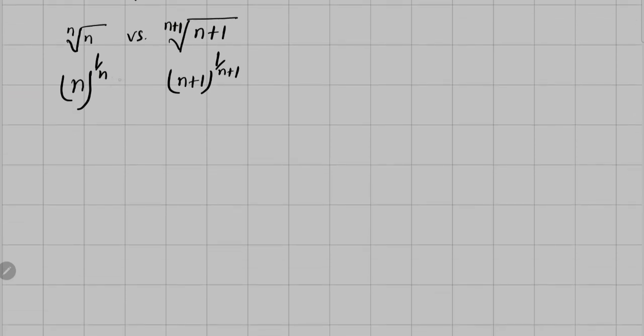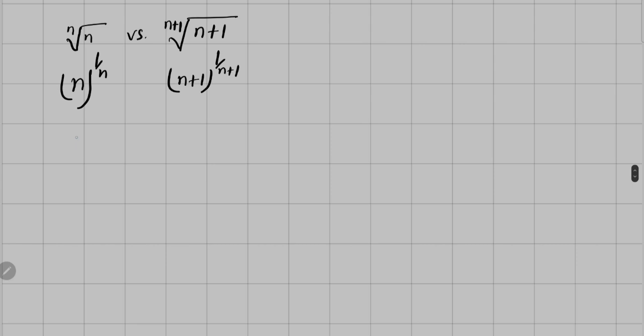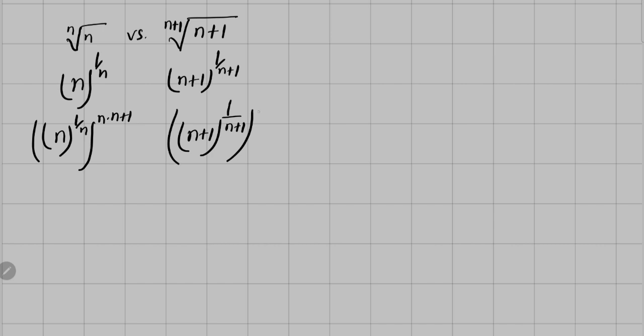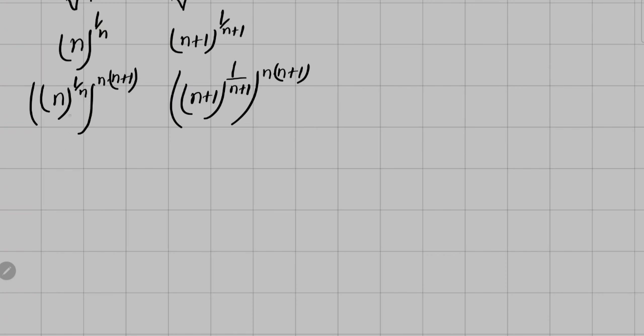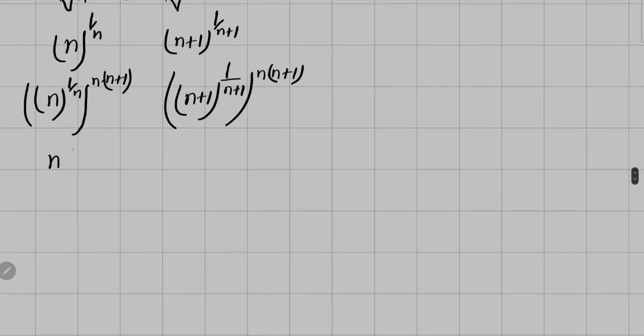The least common multiple of n and n plus 1 is n times n plus 1. So taking both sides to the power of n times n plus 1: n to the power 1 by n, to the power n times n plus 1, and n plus 1 to the power 1 by n plus 1, to the power n times n plus 1. So the first expression becomes n to the power n plus 1, and the second becomes n plus 1 to the power n.